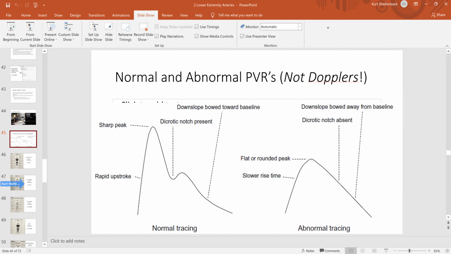Normal and abnormal PVRs, not Dopplers. We don't get a dicrotic notch like this very often, but we do have a sharp peak and a rapid upstroke. And then when we look at the other side, let me get my annotation back so you can see what I'm looking at: a rounded peak. Basically, abnormal PVRs will show tardus parvus. It will show a lack of triphasic flow because there's no shoulder or dicrotic notch present.